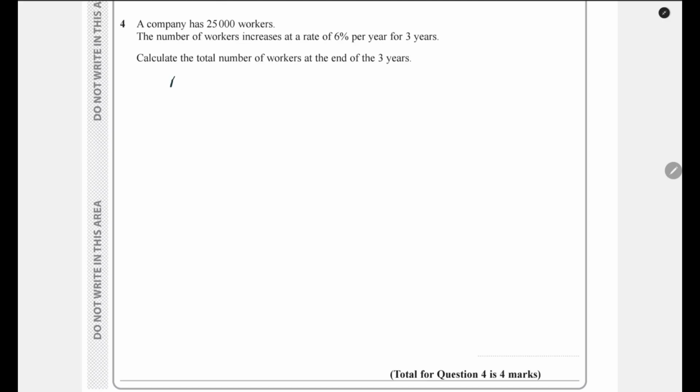So the general formula for compound interest is A, which is the amount, in our case 25,000, multiplied by 1 plus I, the interest amount, to the power of n, the number of years. So we have A, which is 25,000 workers, I, which is the rate of increase per year, which is 6%. Now we want to make sure that we don't have our numbers in percentage signs. We have it as either a decimal place or a fraction. I'm going to do it as a decimal place, but you can have it as a fraction, which would be 6 over 100. And then we have n, and n is the number of years, in our case 3.